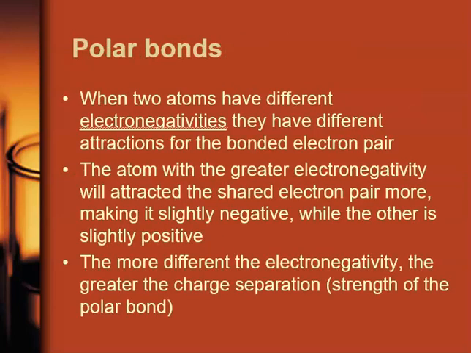Okay, so the first thing is polar bonds. Anytime you have two atoms bonded together that have different electronegativities, then they will have different degrees of attraction for that shared pair of electrons, and therefore one atom will be slightly positive and one atom will be slightly negative. If the difference in electronegativity was really extreme, one atom could take the electron off the other, but that would then form an ionic bond. We are talking about covalent bonds when we talk about polar bonds.